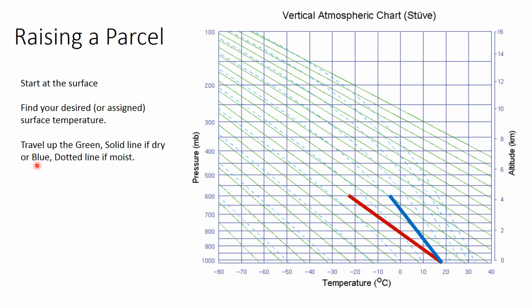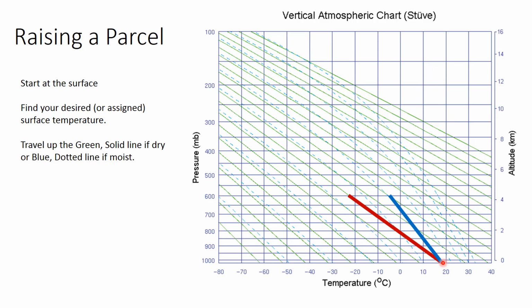Okay, so here's how we do it. If I wanted to calculate the temperature of a parcel of air at any given height, I'm going to start at the surface. Then if the parcel is saturated, I'm going to follow a dashed blue line representing a moist adiabat, traveling up that line until I've reached my desired height. So for example, let's say I have a saturated parcel of air, 17 degrees Celsius at the surface, so it's right down here, conveniently located right on a moist adiabat.